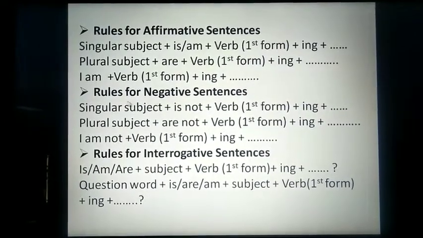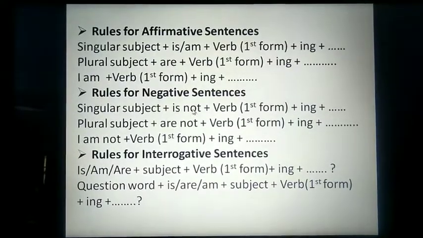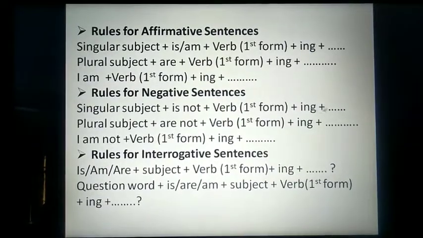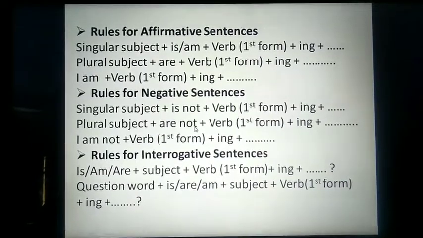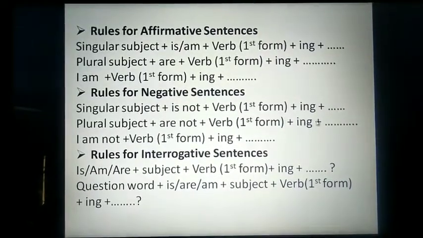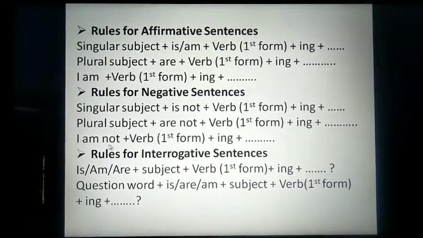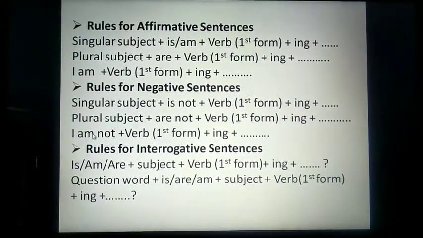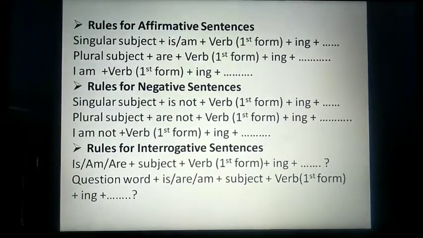object. Now what is the rule for negative sentences? Singular subject plus is not. Not will be added over here plus first form of verb plus ing plus object. If your subject is plural, then with are we will add not, first form of verb, adding ing to it followed by object. If your subject is the pronoun I, then along with am we will use not plus first form of verb plus ing followed by object.